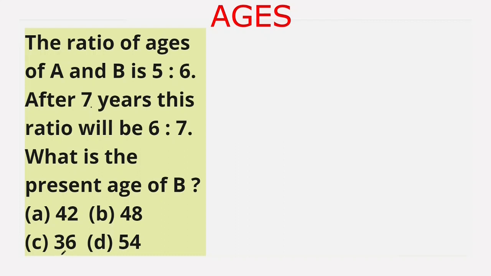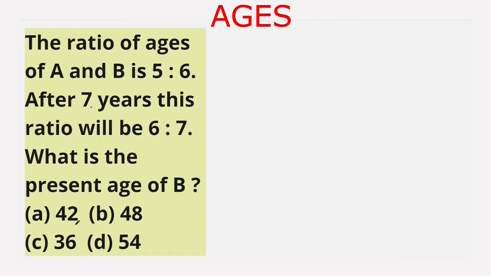Option C is 36. If we add 7 to 36, it will become 43, and 43 is not divisible by 7. Hence C cannot be the answer. Option D is 54. If we add 7 to 54, it becomes 61, and 61 is also not divisible by 7. Therefore, D is also not our answer. Hence, our answer is only option A, and we can directly reach the answer without solving this question. But sometimes you may not get such options, so you have to solve it.